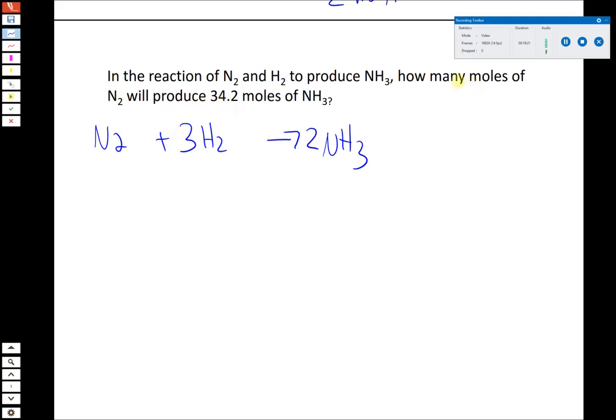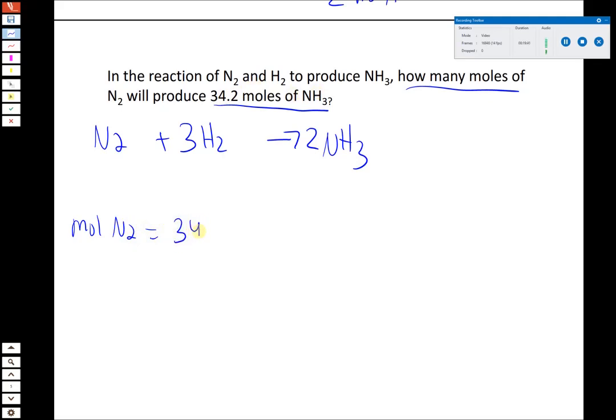And so again, this is a mole-to-mole problem. We're giving you moles of one substance. We're asking you to find moles of another. So we don't even need molar masses in this case because we don't have to worry about grams either as a given quantity or as something that we're trying to solve for. So we're looking for the moles of N2 that are required to form 34.2 moles of our product. So in this case, we're starting with moles of product.